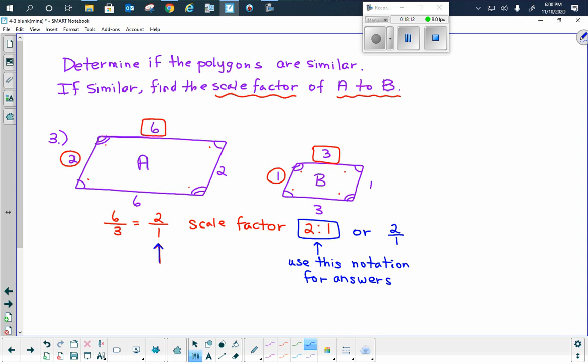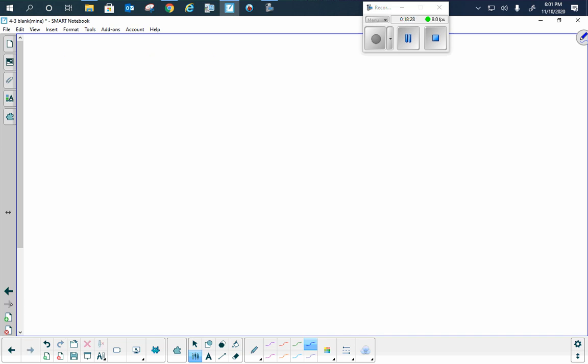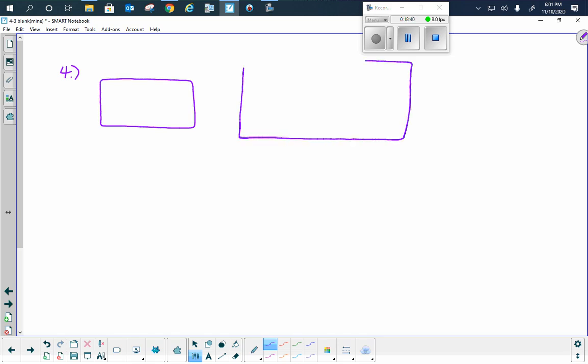All right, let's go with the same question. Okay, so if I'm asking you, determine if the polygons are similar, and then if they're similar, find the scale factor of A to B. Let's just do another picture. Okay, so same directions though. So for number 4, let's give you these two. Smaller one we'll call A, bigger one we'll call B.